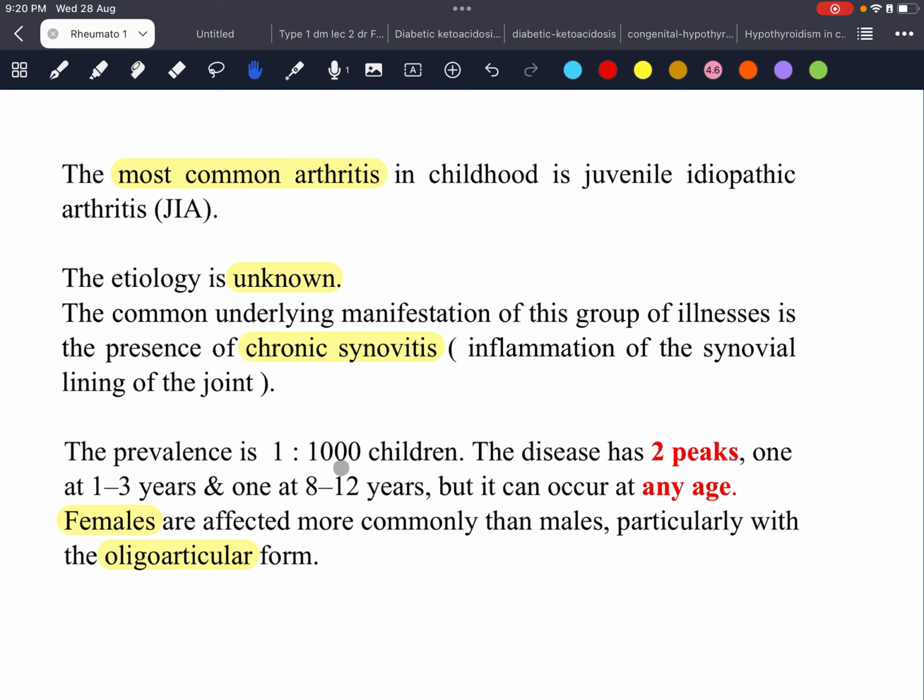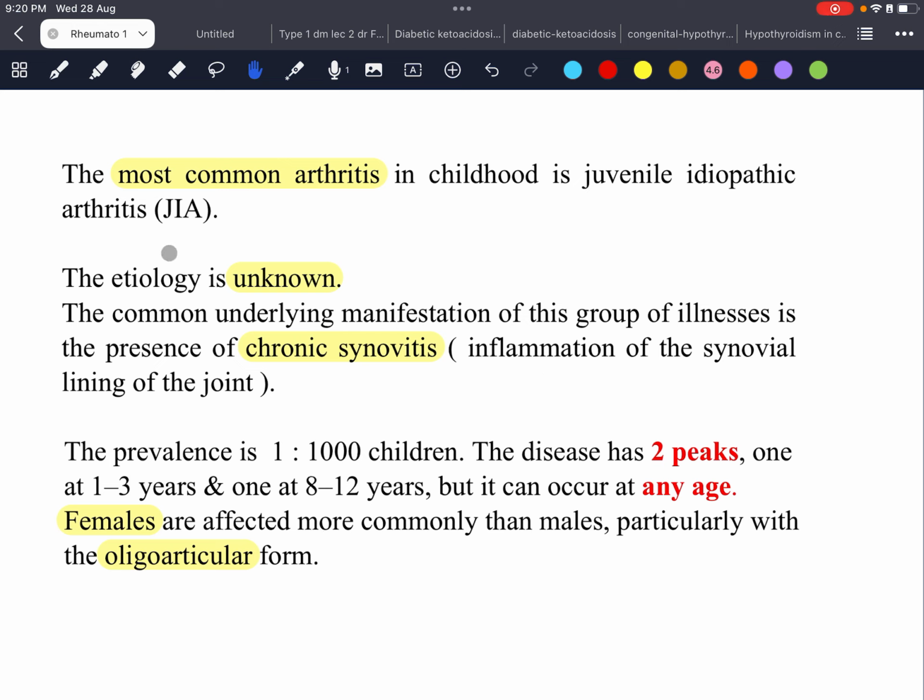The incidence is around 1 in every 1,000 children. There are two big incidence peaks. The first is between the first and third year of life, and the second is during the 8 to 12 years of life. But actually, you can face it at any age. Like other autoimmune diseases, juvenile idiopathic arthritis is more common in females.